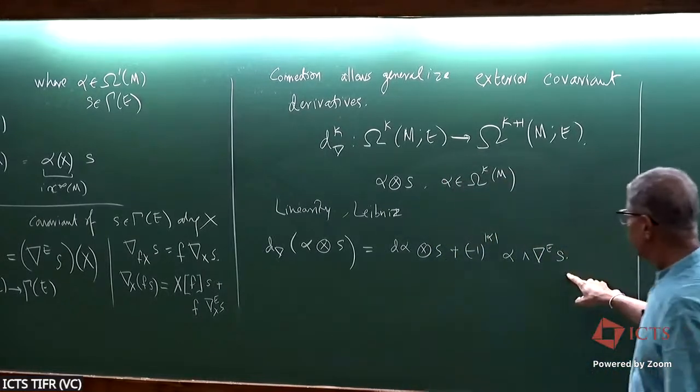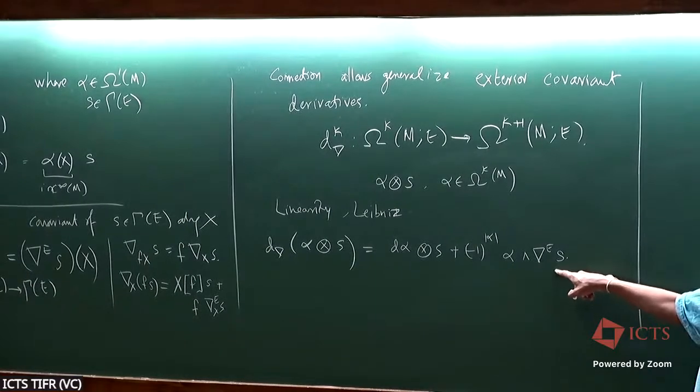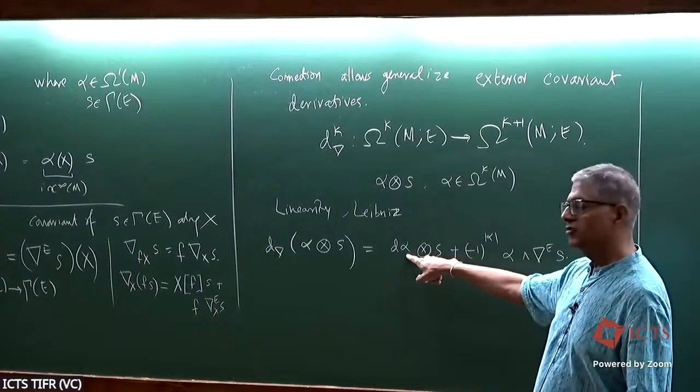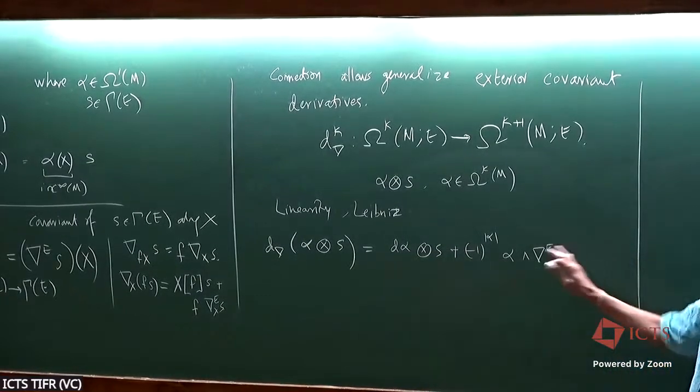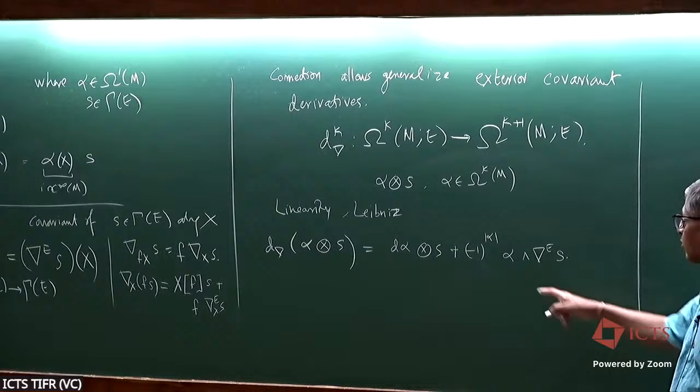So that's a one form. It's an E-valued one form. So when you wedge it with a K form, you get a K plus 1 form. Alpha is a K form, so D of that is a K plus 1 form. So at least typographically, this makes sense. And what does this mean?